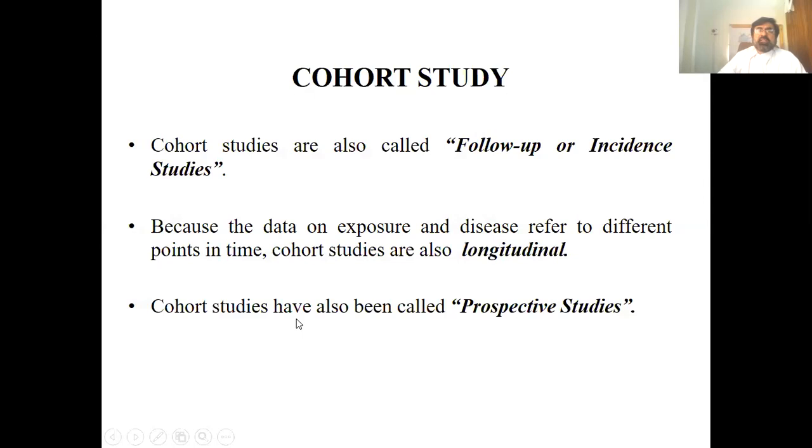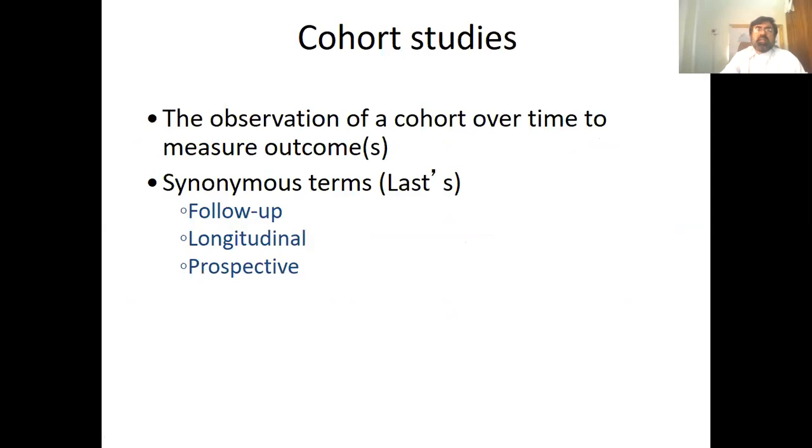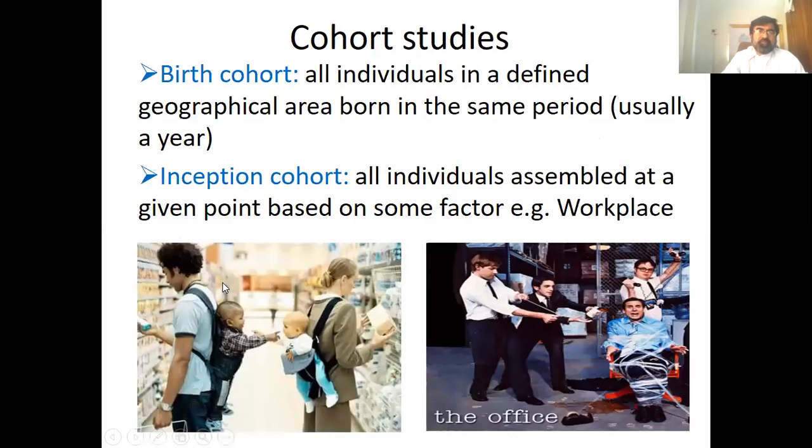So cohort studies have also been called prospective studies because it goes from present to future. The observation of a cohort over time to measure outcome. Synonym terms are used: follow-up, longitudinal, and prospective studies. Cohort studies, birth cohort, all individuals are defined. That is further explanation of the cohort. What is a cohort basically? It is a defined geographical area, born in the same period, usually a year.